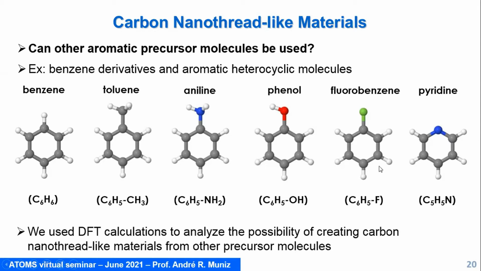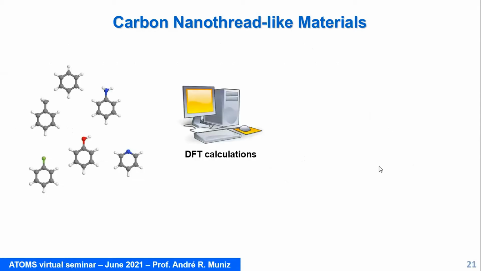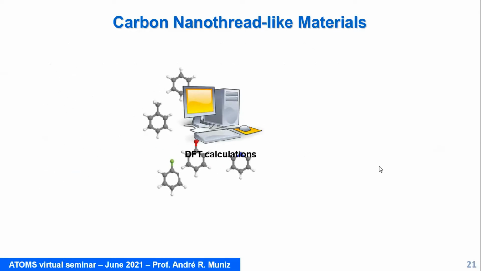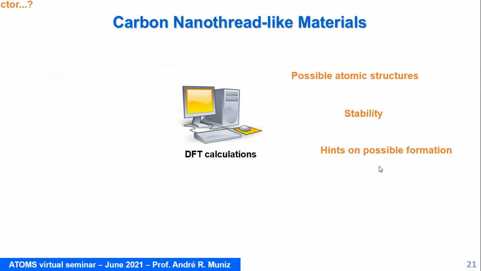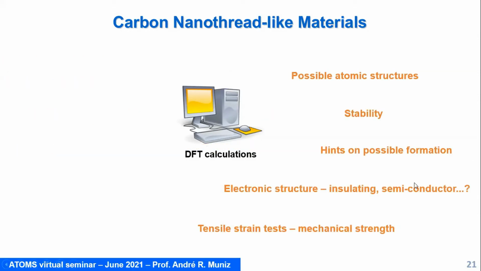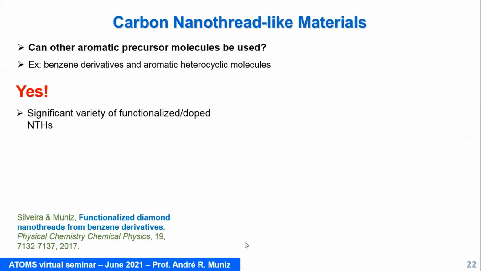So we started with this one, and what we did, just to repeat the image I showed before, we tell the computer which molecules we have, from the experiments, what are the different ways they can bond to each other, and essentially we try to predict what are the possible atomic structures that they might have, if they are stable, and if we could get hints on possible formation to analyze if they could be obtained in the laboratory. Also, we could evaluate some of their properties. They would be insulating, like the benzene-derived ones, and we wanted to check if they were as strong as the benzene-derived nanothreads. And the answer was yes.